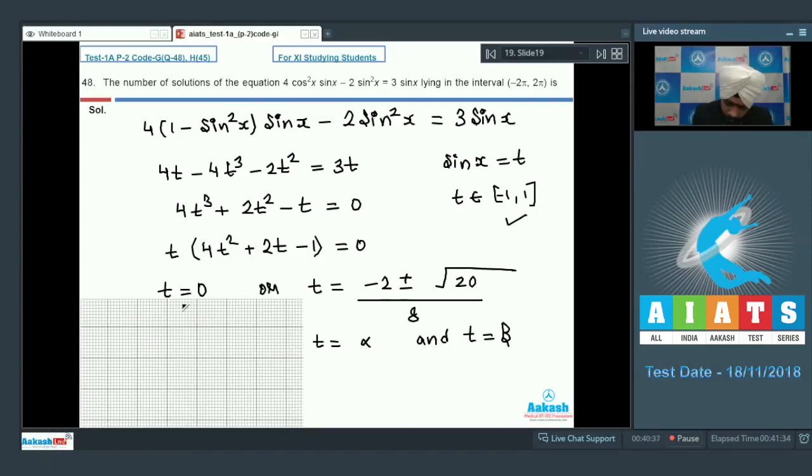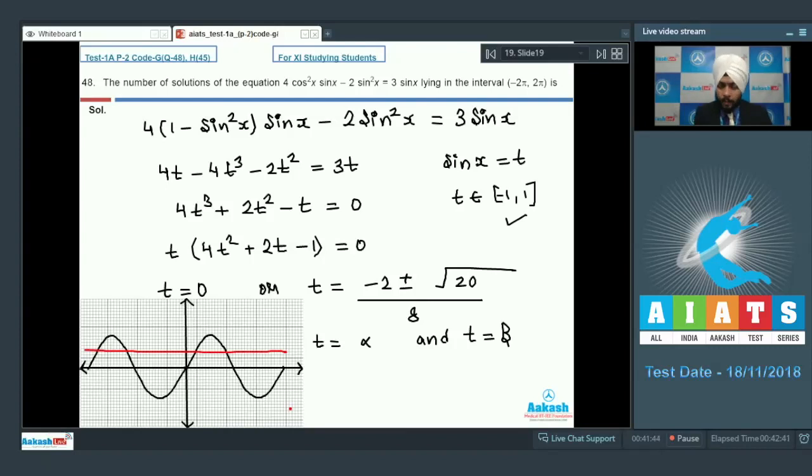So let us plot the graph. So this is the graph. We have two distinct values. One is a positive value lying between 0 to 1. How many solutions is it going to give? 4 solutions. One negative value lying in minus 1 to 0, 4 solutions. Sin x equal to 0, 3 more solutions. Total number of solutions is 11. Question number 48. The answer is again 11. Okay, 11 number. Let us move forward to 49.